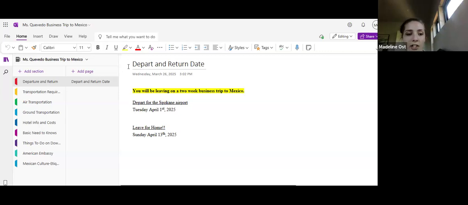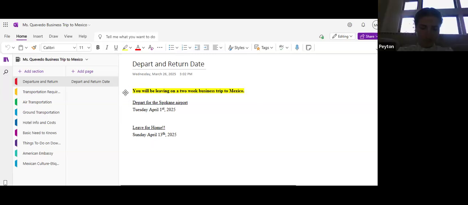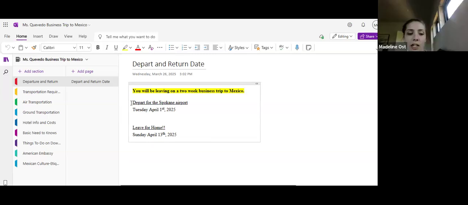Over here, I just have my departure and return date. Here it shows our executive when she will be departing for the Spokane airport. She's going to start at the Spokane airport and fly down to Mexico. So here's the date she will be leaving for Mexico, and down here we have the date that she will be leaving for home, so coming back. It'll be a 2-week trip. So I just did it planning on the nights, so she'll be staying 2 weeks worth of nights.